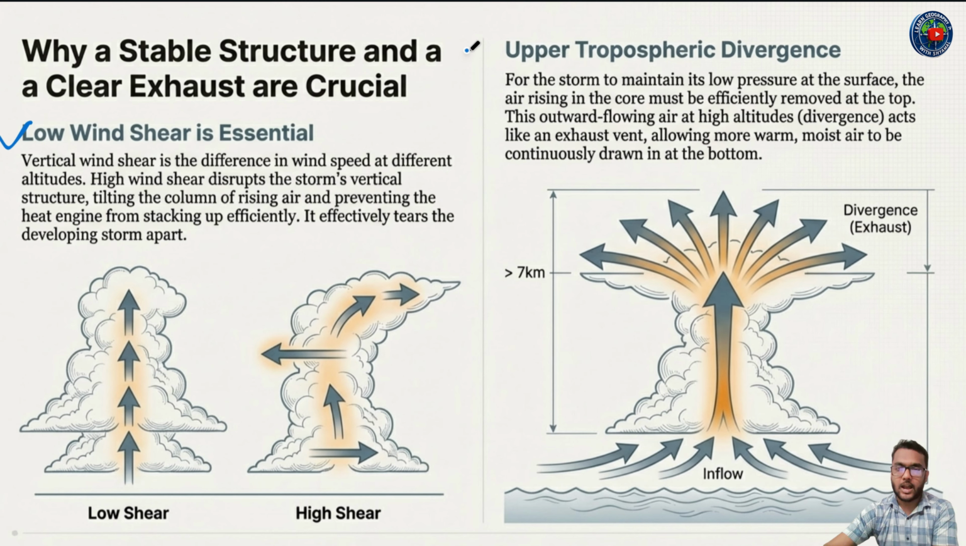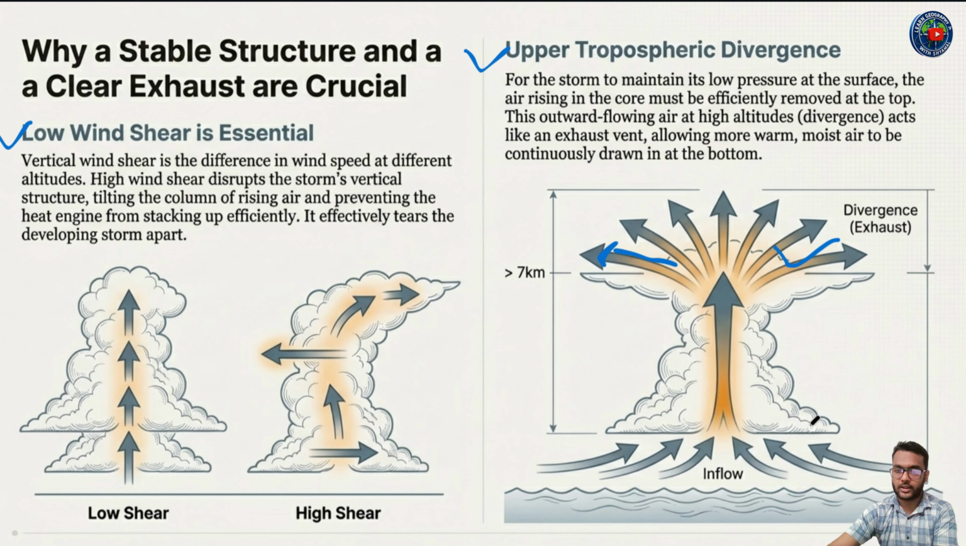Then upper tropospheric divergence. For the storm to maintain its low pressure at the surface, the air rising in the core must be efficiently removed at the top. It is outward flowing air at the high altitude. High altitude means 7 km from the earth's surface. And from the high altitude, divergence acts like an exhaust fan, allowing more warm, moist air to be continuously drawn in at the bottom.